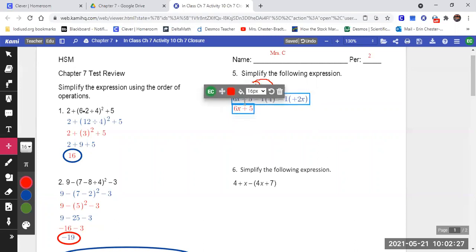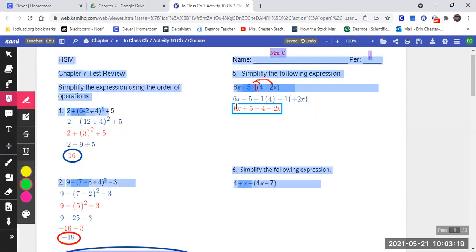What's a -1 times a positive 4 get us? Thank you, -4. What's a -1 times a positive 2x get us? -2x, thank you. Okay, the parentheses is done. And now we look at same things. We need to pull together our x pieces.